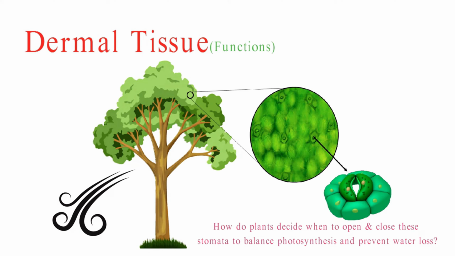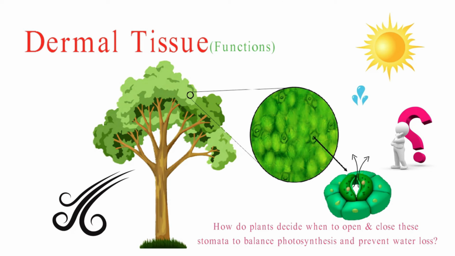Now, let's talk about water management. Can you guess how much water a plant can lose in a single day through transpiration? It's a staggering amount, and I'm about to reveal the answer. On a scorching hot day, a single plant can lose hundreds of liters of water through transpiration.